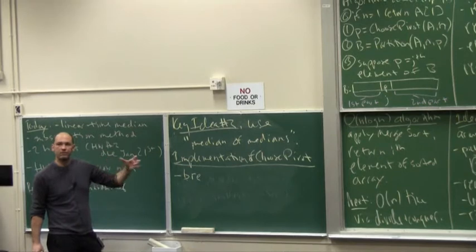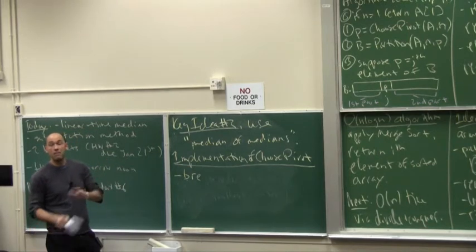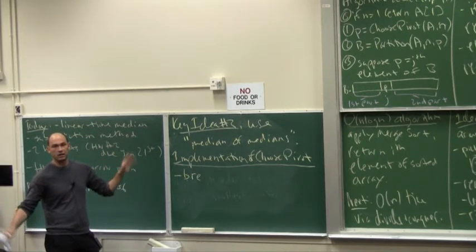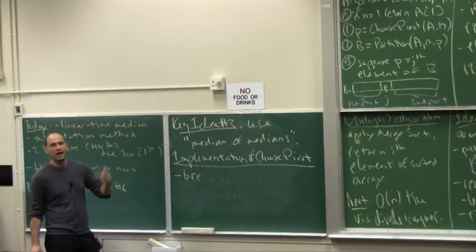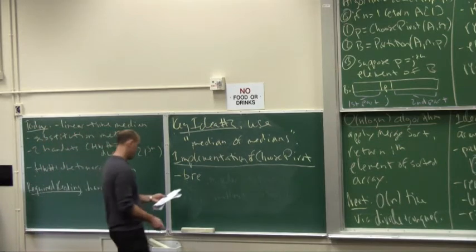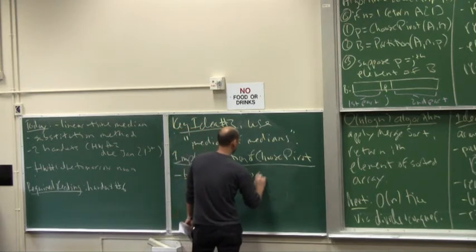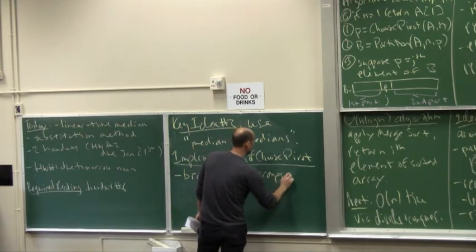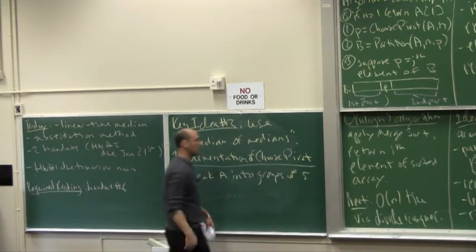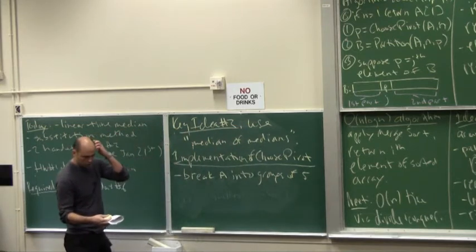groups of 5. Okay, so elements 1 through 5. Remember, it's unsorted, so these elements could be anything. We're just going to look at the first 5 elements in the array, the next 5, and so on. Of course, if the length is not a multiple of 5, we have one extra group at the end.